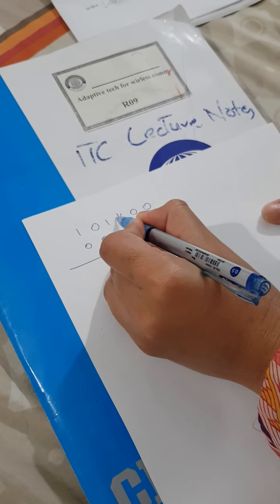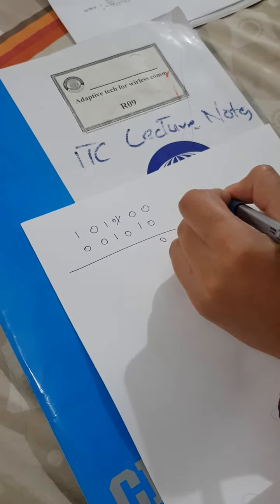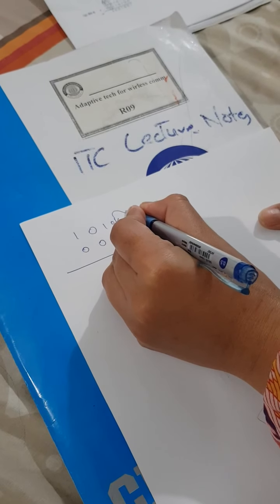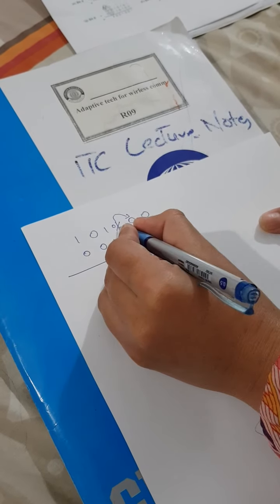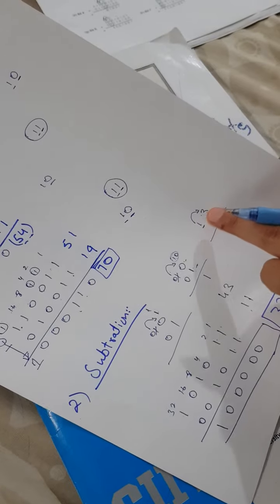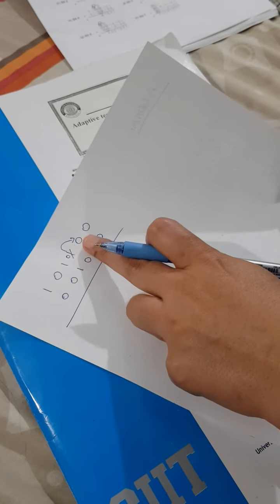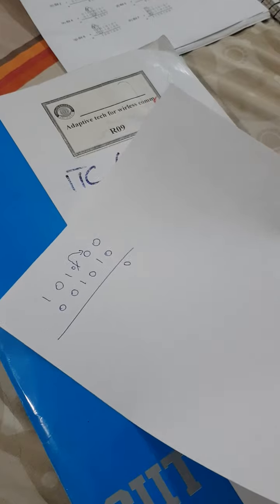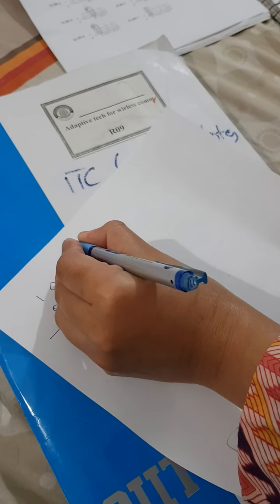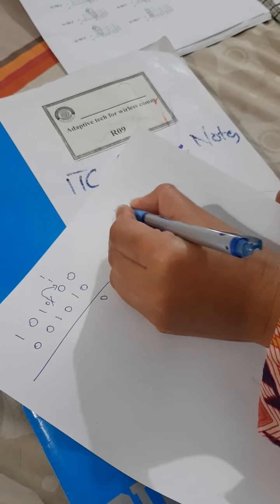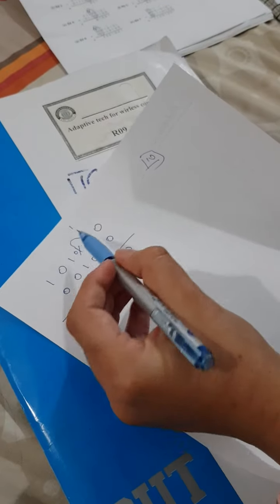From here, when we borrow, it will turn into 0 and this number will come over here. Now when this number comes over here, it becomes 2. Same rule as here: when 1 comes from the left to the right digit, it adds a value of 10. Similarly in binary, when a number comes from the left to the right, it adds a value of 2. So you can write it as 1 and 1. You can also write 10 because it's also 2. This is also 2.